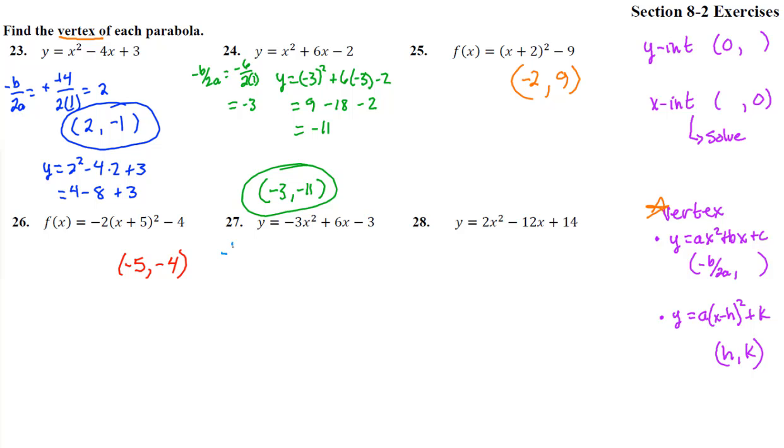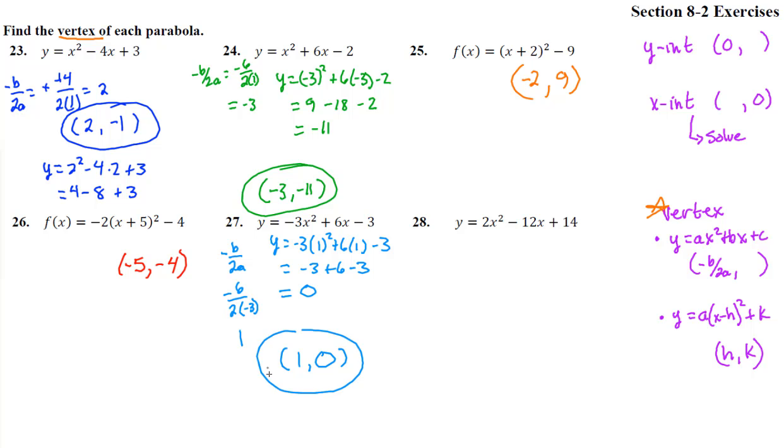Okay, number 27, back to the standard form here. So negative b over 2a. That's negative 6 over 2 times a negative 3, and that gives us 1. So that means we're going to have 1 something. Stick in 1 everywhere. We get y equals negative 3 times 1 squared plus 6 times 1 minus 3. That is negative 3 plus 6 minus 3 equals 0. That vertex then is also the x-intercept because y comes out to be 0. There's the vertex.